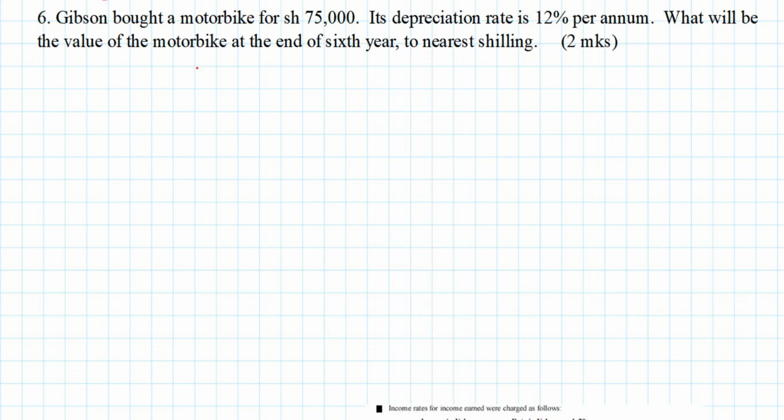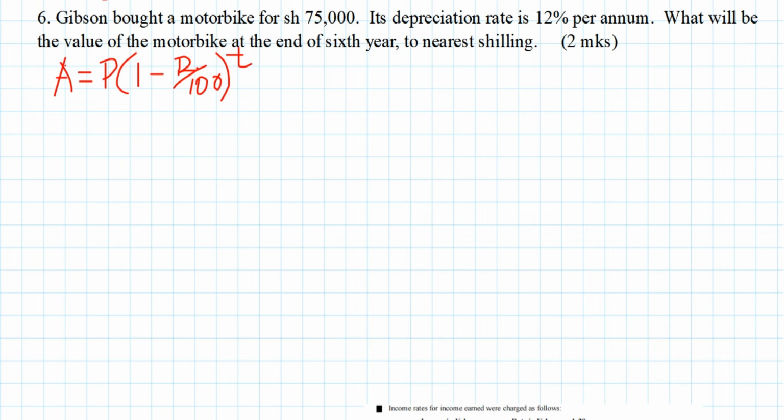So in our sixth question, we are told Gibson bought a motorbike for 75,000. Its depreciation rate is 12% per annum. What will be the value of the motorbike at the end of the 6th year to the nearest shilling? And here we've been given 2 marks. So here now, we are going to realize that our formula is that the amount is equivalent to the principal times 1 minus the rate all over 100, and then you raise to the power of time.